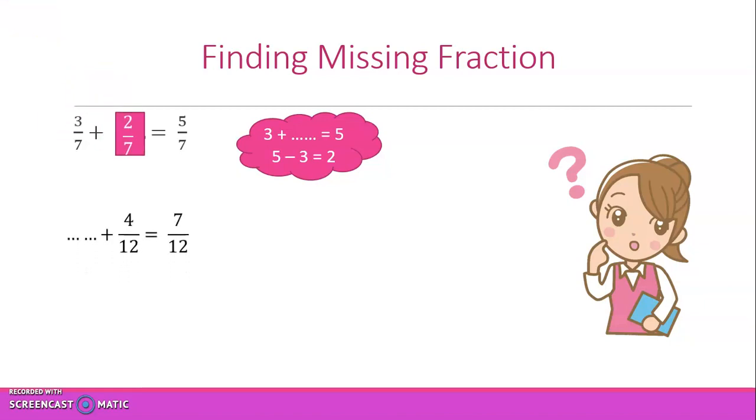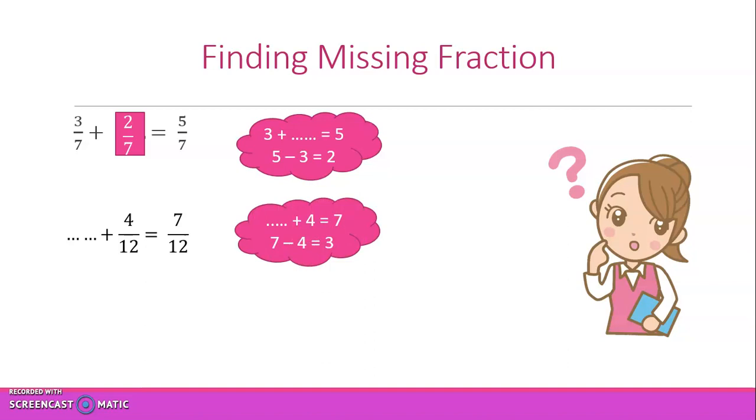Second example, what fraction plus 4 over 12 is equal to 7 over 12? These two fractions have the same denominator, which is 12. Then the denominator of the missing fraction will be 12. As for the numerator, I have to think.